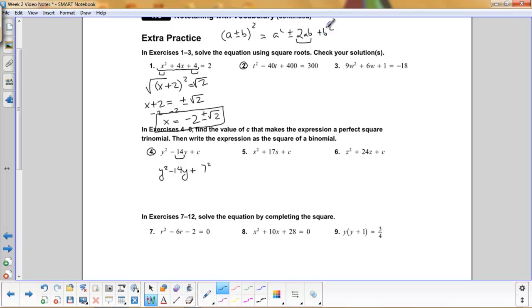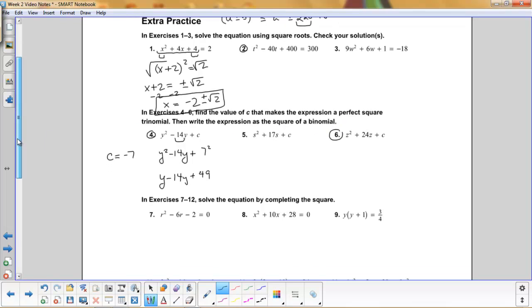So rewriting this as a perfect square trinomial is going to be y minus 7 quantity squared, which equals y squared minus 14y plus 49. Now, because this is a minus sign, that means that the value of c is actually negative as well. So that's going to be c equals negative 7. Go ahead and try number 6 on your own and have question number 5 saved for tomorrow's practice.